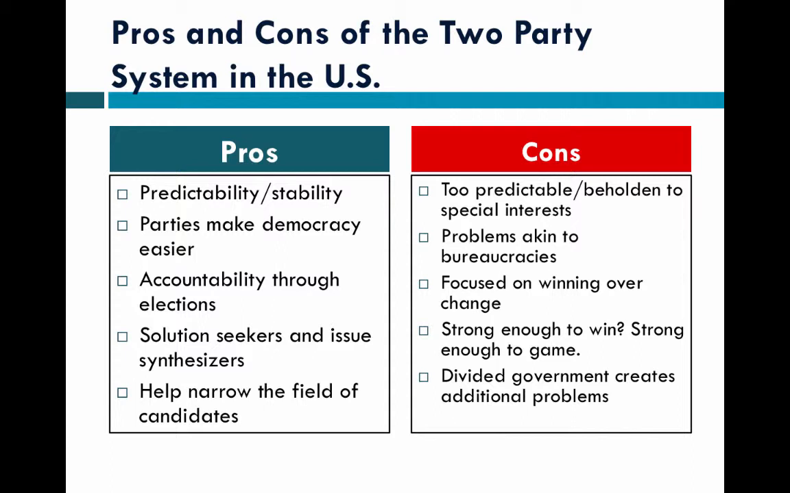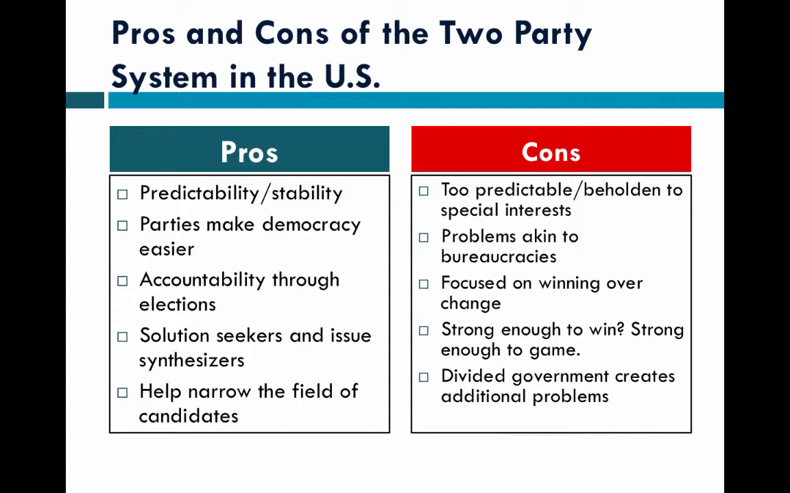There are some pros to our system. It's predictable and stable. We know how things are going to work, we know the players involved, and we know the timeline for certain decisions. Generally, parties make democracy easier by sorting through the myriad of issues and candidates that would otherwise be present. They are accountable through elections. When a party loses elections, they get the message that something is wrong and need to fix it. And they look for ways to solve issues and to synthesize issues in a way that is more palatable for the general public. And overall, they help narrow the field of candidates so we don't have large primaries where we have 20 people running for one congressional seat.